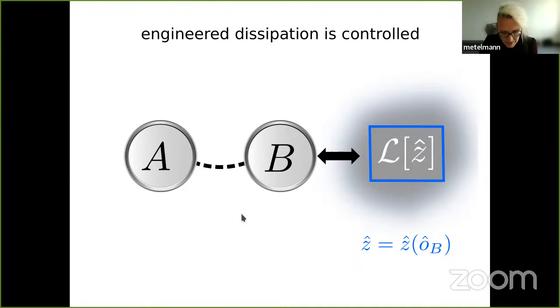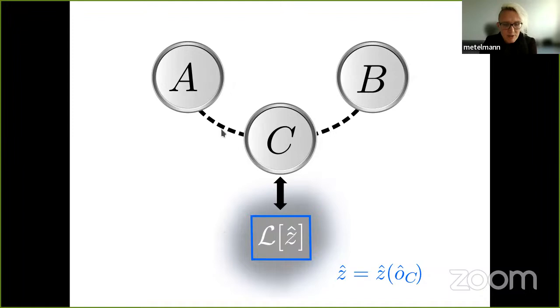We can use this now and not only talk about manipulating one system A, but actually generating something like a dissipative process between two systems. Therefore, we have to adjust our sketch a little bit. So we have now a system A and B, which are the two systems where we want to engineer a dissipative process between them. Because they're not directly coupled, but they're coupled now to an auxiliary system C, which is damped. And now again, the jump operator for such a setup is a system C operator.